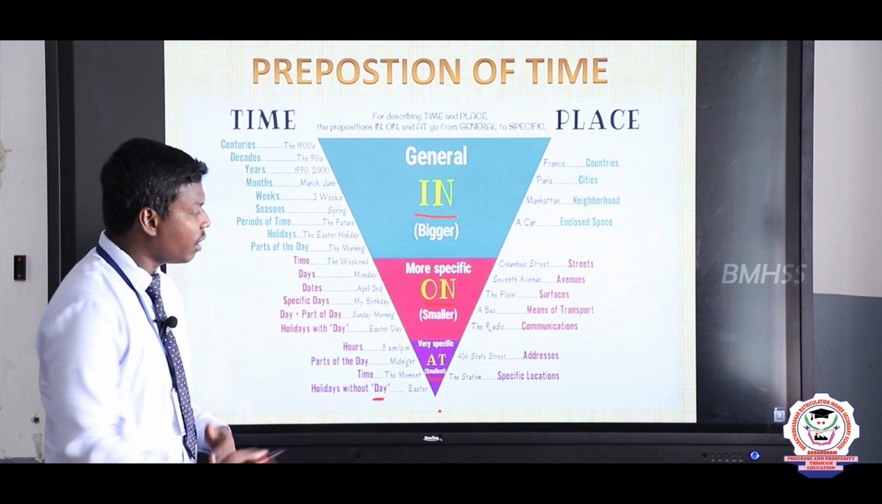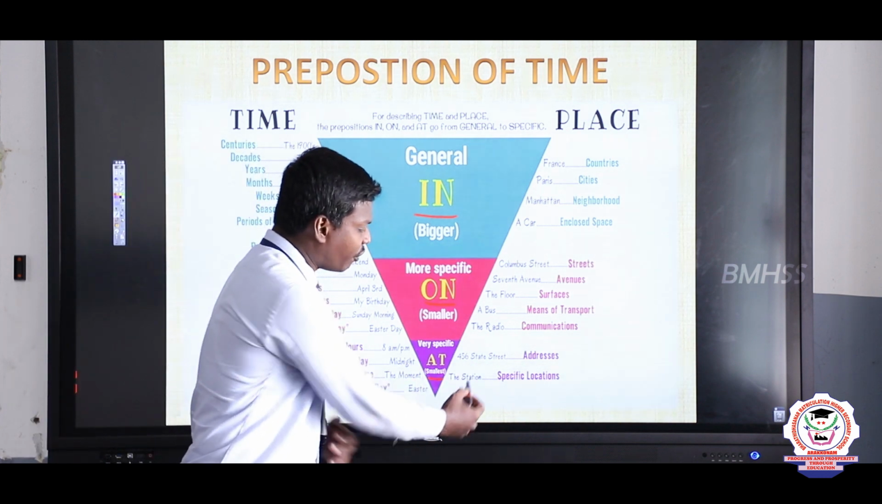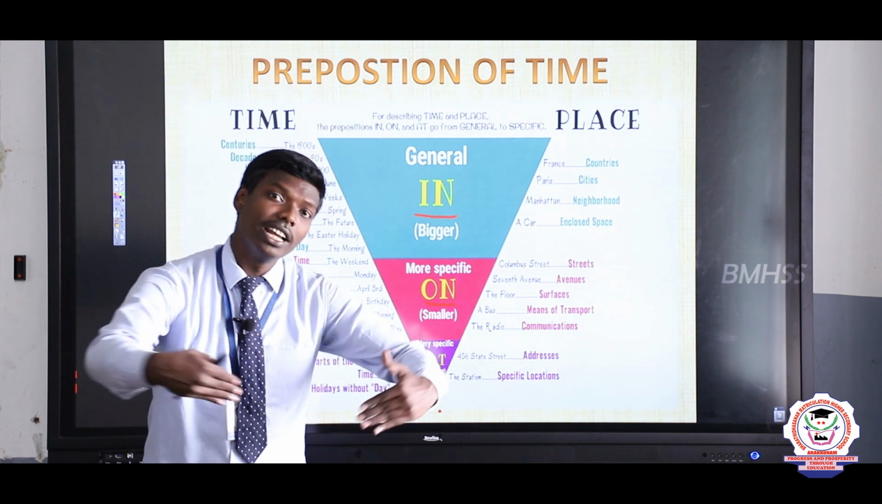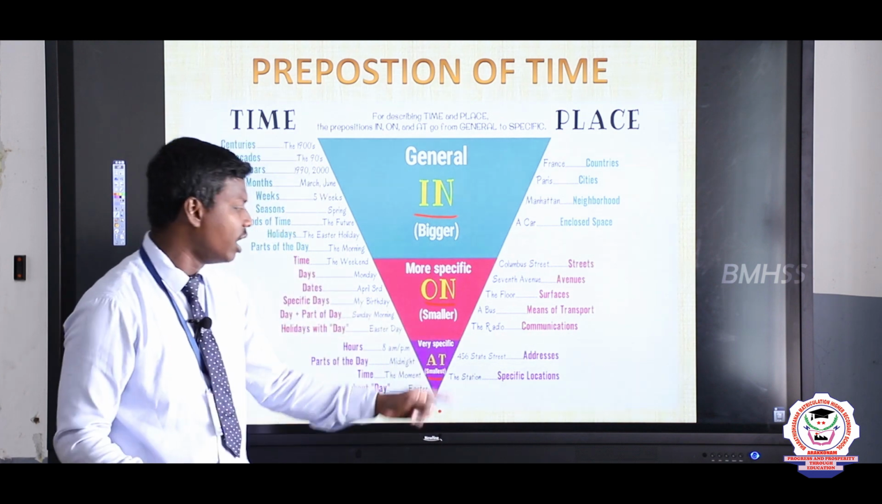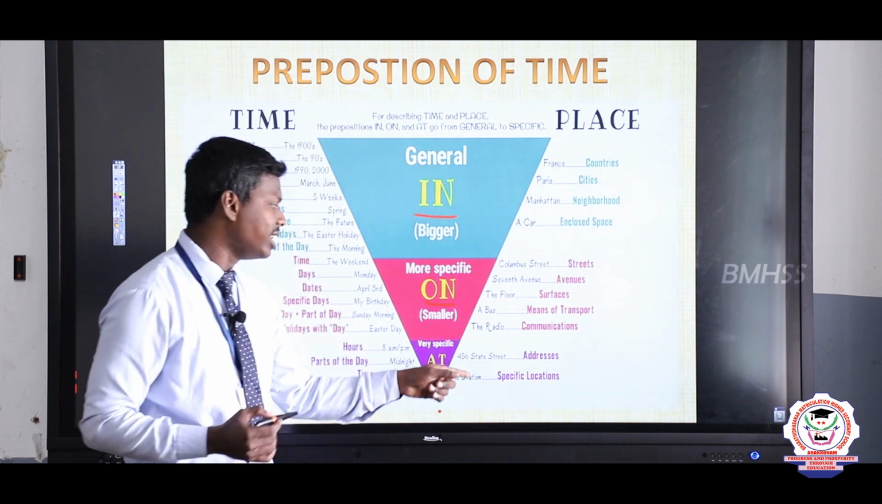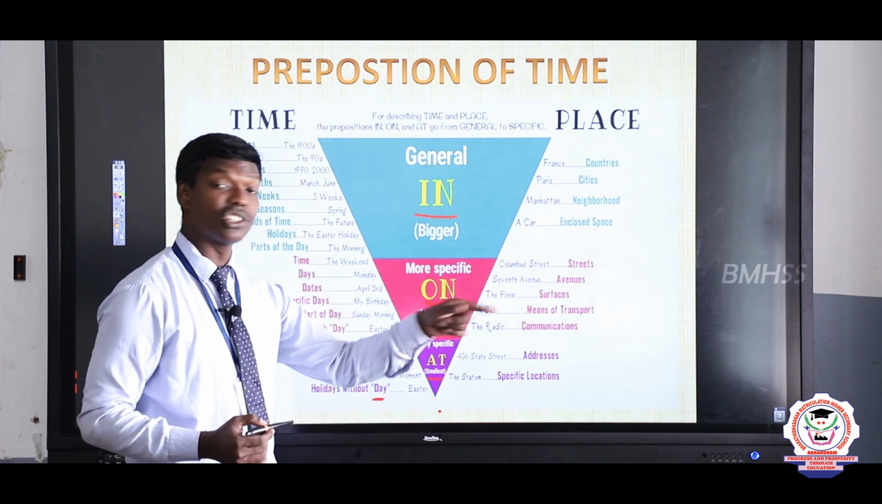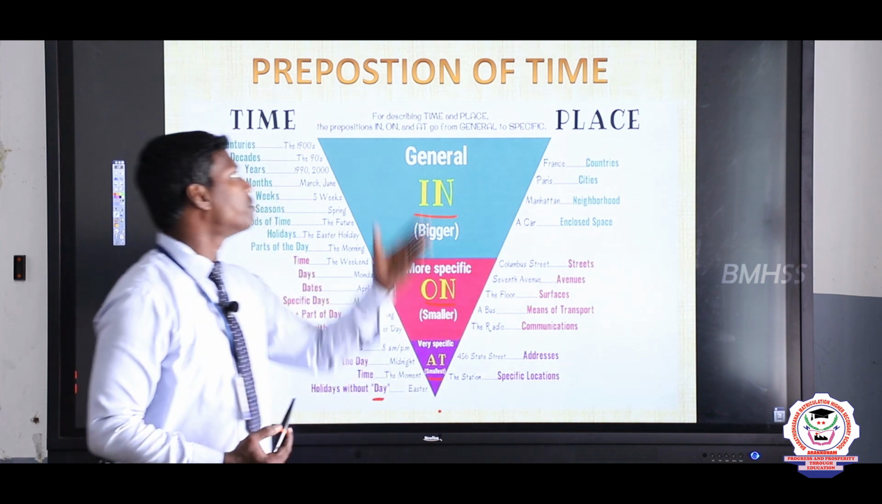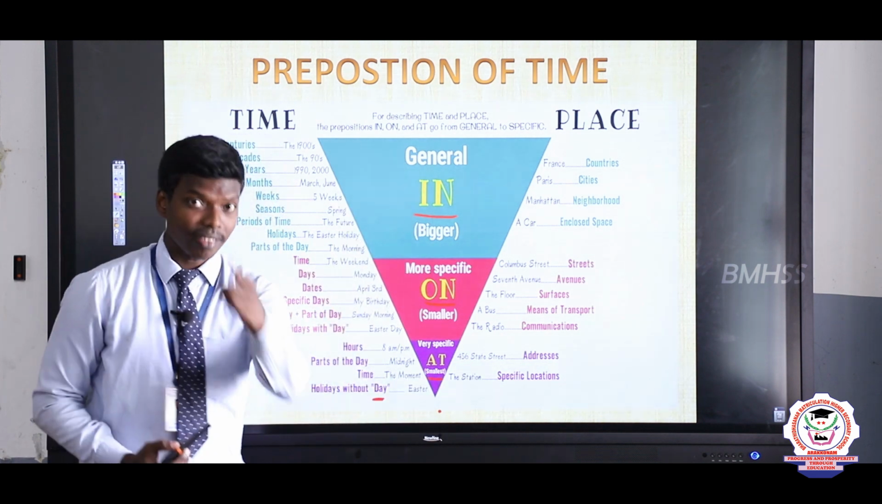And now we also see that whenever we are referring to specific locations, when it covers the smallest area, we use at. And for referring to addresses also, we say at 456 State Street. Thus, these are all the functions we use for at. It comes under the prepositions of time.